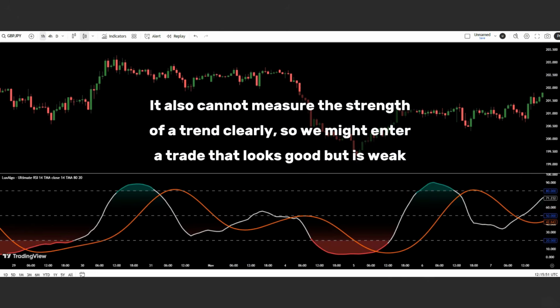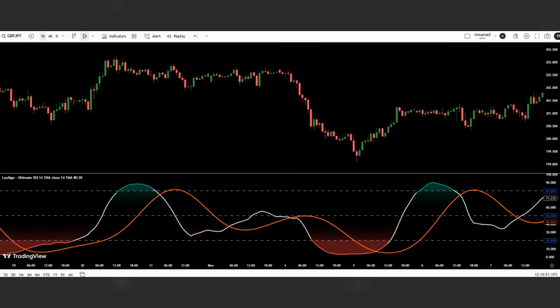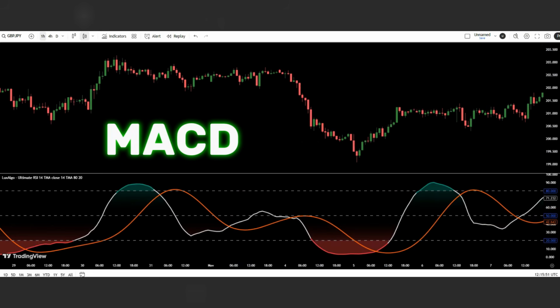It also cannot measure the strength of a trend clearly, so we might enter a trade that looks good but is weak. That's why traders often combine it with another indicator like MACD to confirm the trend and make stronger and safer decisions. Don't worry, we will cover this complete strategy using Ultimate RSI and MACD in our next video. For now, just understand what Ultimate RSI can do and what it cannot do alone.